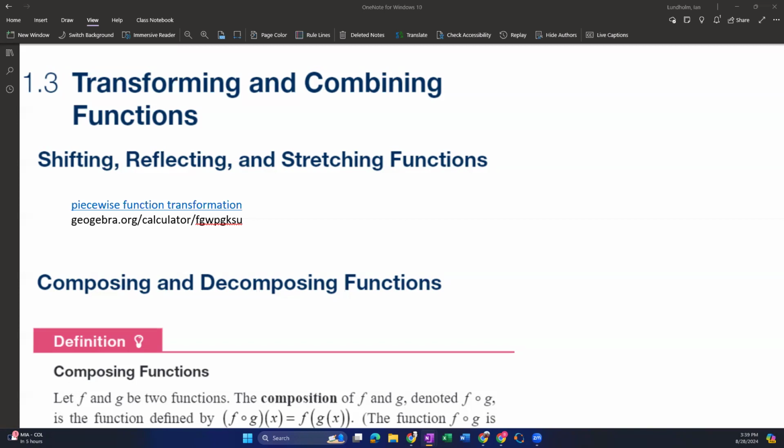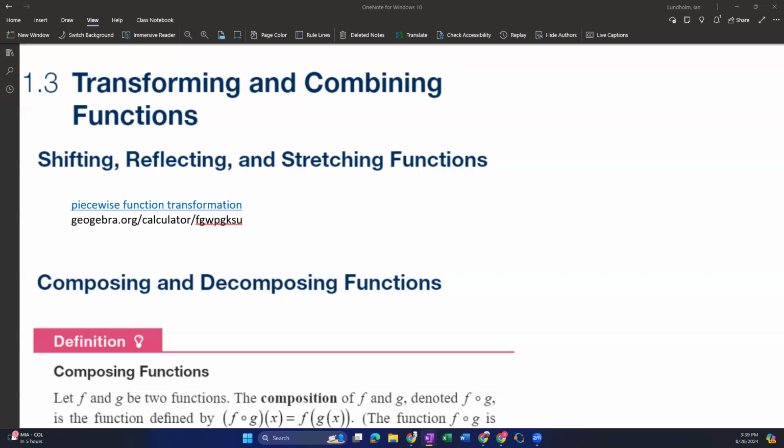We are headed into sections 1.3 and 1.4 today. We will be transforming functions and then looking at inverse functions. First things first, let's take a dynamic view of what it looks like to shift, reflect, and stretch functions. We're going to go into GeoGebra real soon.